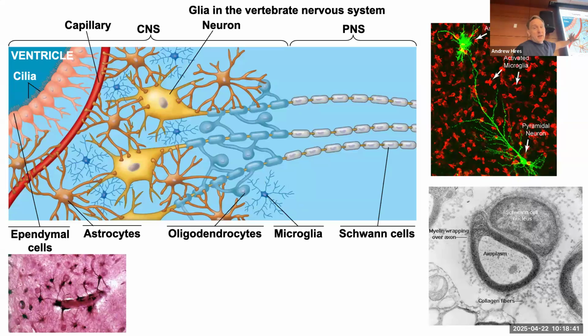And then we've got Schwann cells and oligodendrocytes. These are two cells that are basically the same kind of cell, just in two different locations. The oligodendrocytes are what are going to myelinate, or wrap insulation around, axons in the central nervous system, whereas the Schwann cells do the exact same thing in the peripheral nervous system.